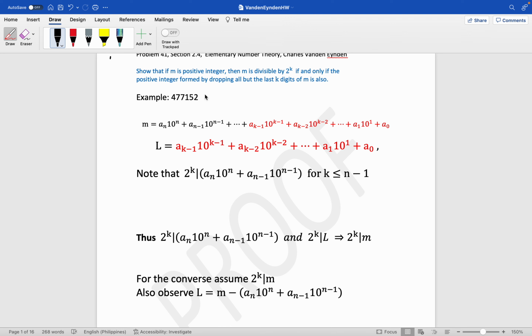You guys can verify it numerically if you want, but 2 to the 5th divides, and notice the exponent here is 5, 2 to the 5th divides the last 5 digits, which is 7, 1, 5, 2.